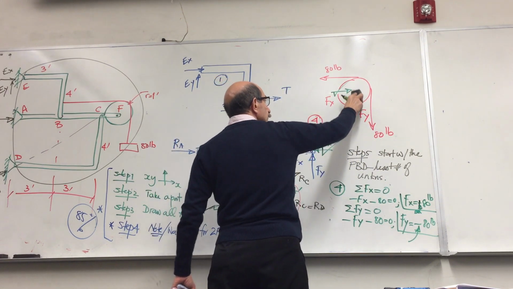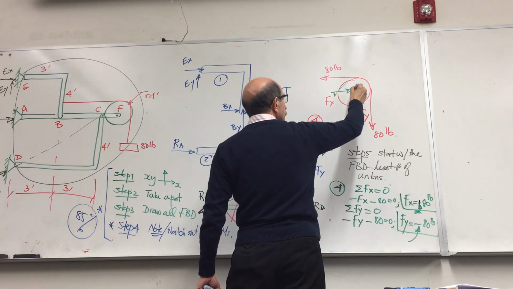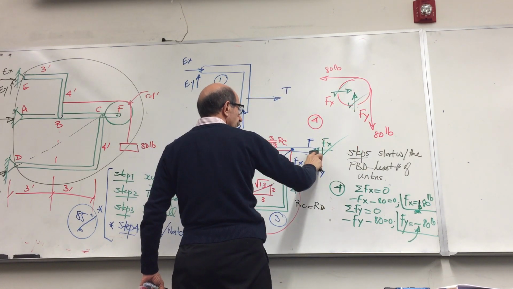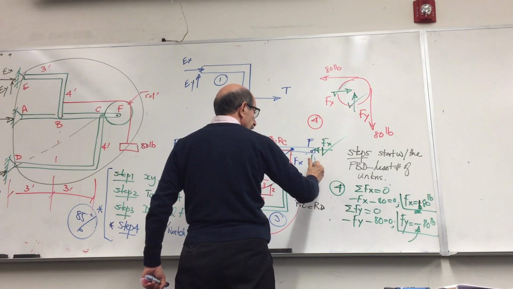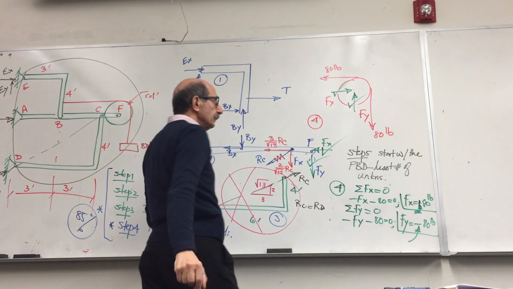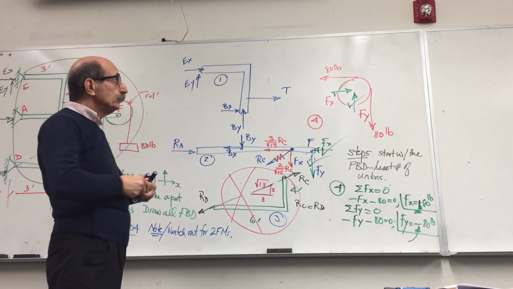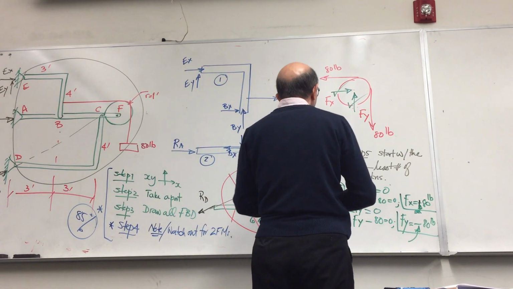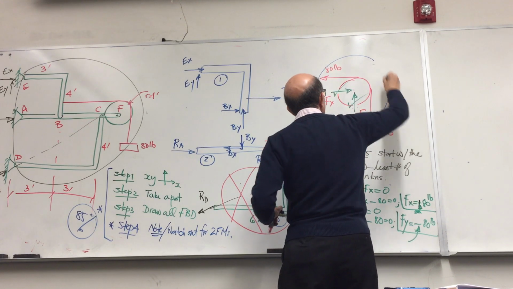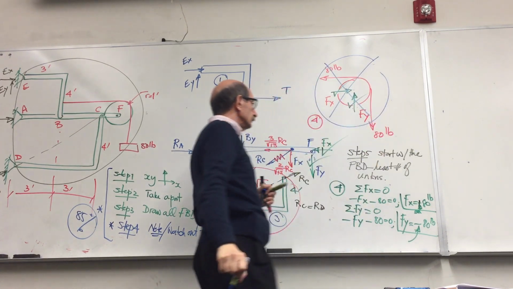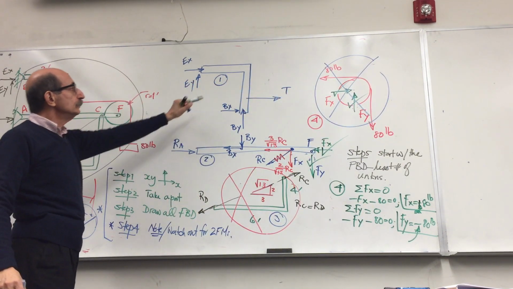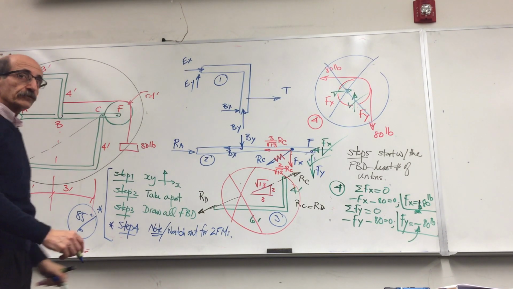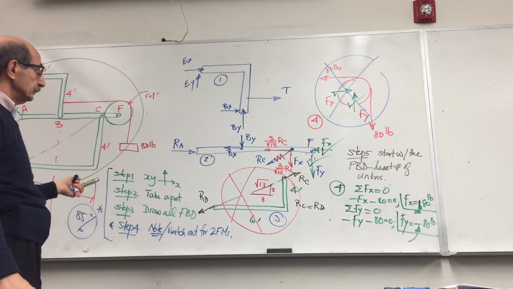So I would change that here and change that here. Okay? And now I've used up free body diagram number 4, so I'll just cross that out. So I have 1, 2, 3 more free body diagrams to use. And let's see which one has the least number of unknowns.